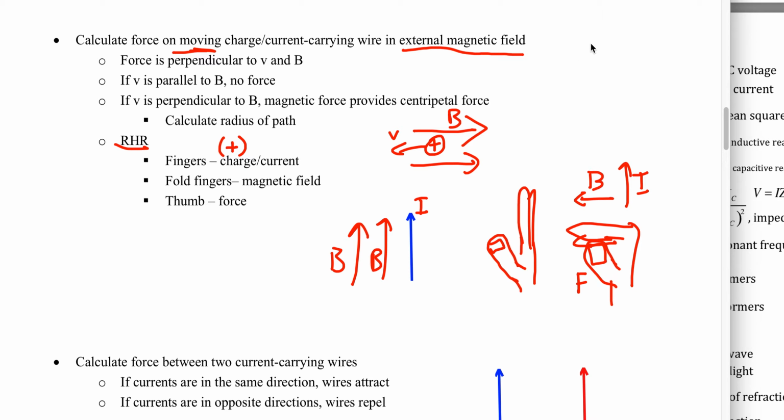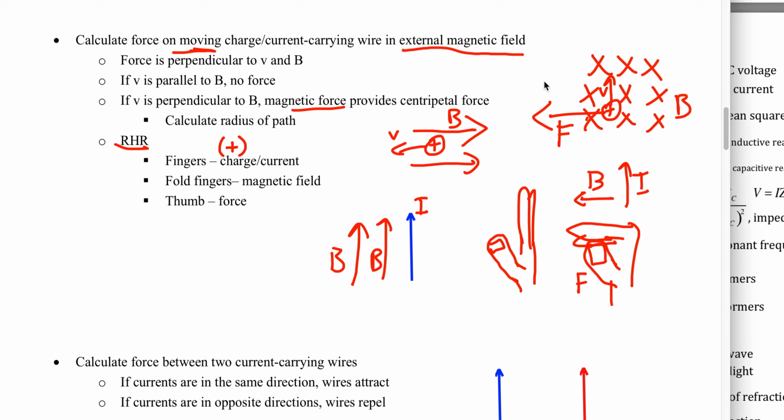Now there's a case where, let's say that your charge is moving perpendicular to that field. Let's say the field is going into the page. And let's say the positive charge is moving up. Well, in that case, the magnetic force here is going to provide a centripetal force. If you do the right-hand rule, your V is up, the B into the page, you should see your thumb pointing to the left. And that force is going to cause the charge to move in a circle.